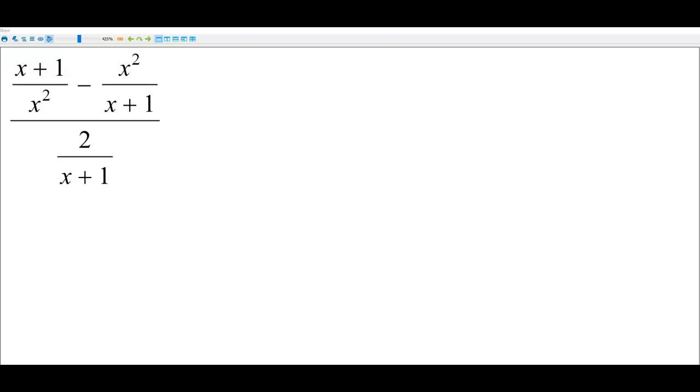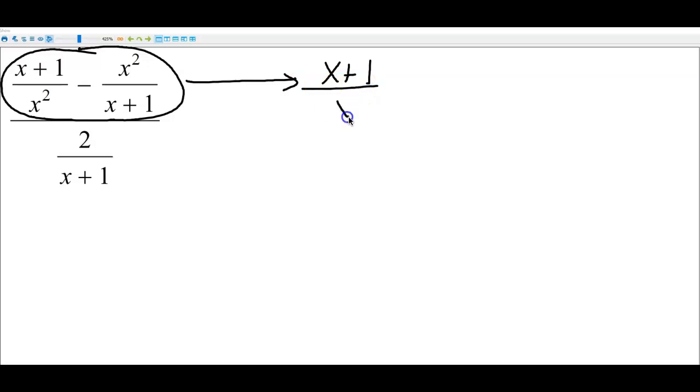Okay, so the only thing that makes this one a little bit more tedious is the binomials are going to make a little bit more work for us this time. Here we go. Once again, my numerator has two things that are being added or subtracted, so I want to put those together first. So let's do that. I'm going to do x plus 1 over x squared. So to get these together, they need a common denominator.